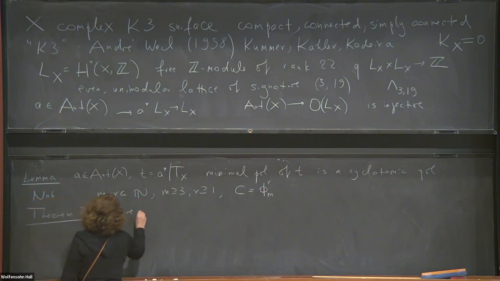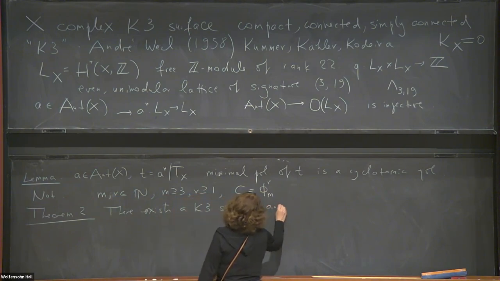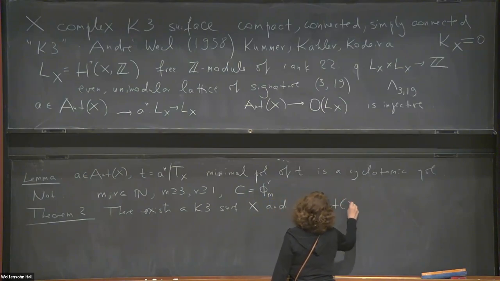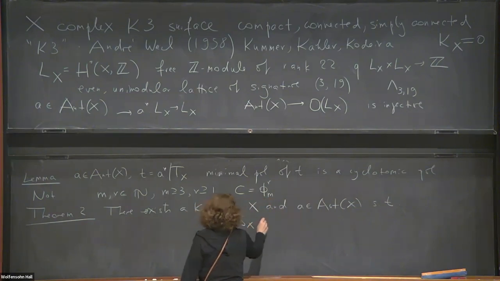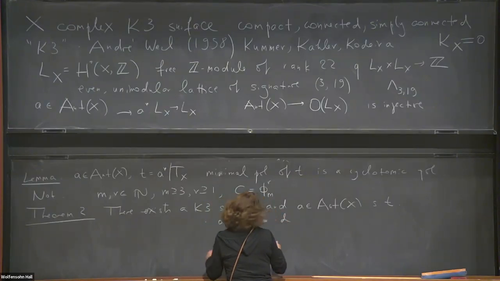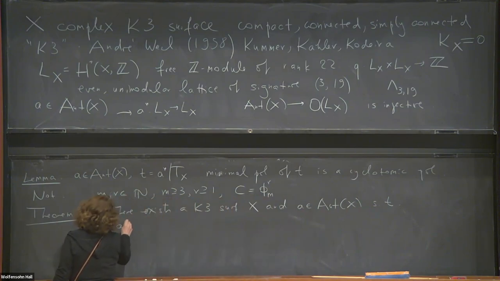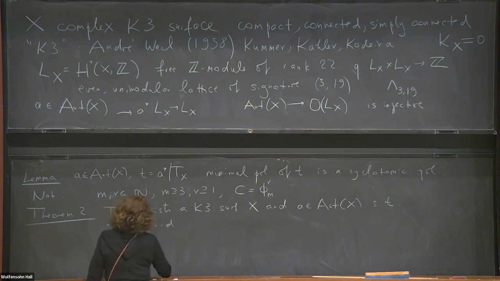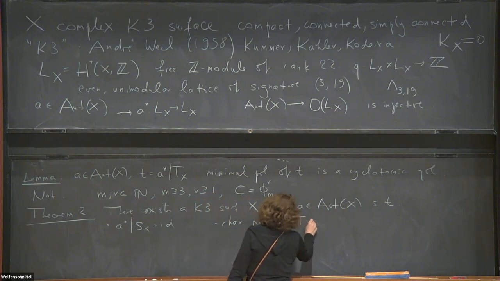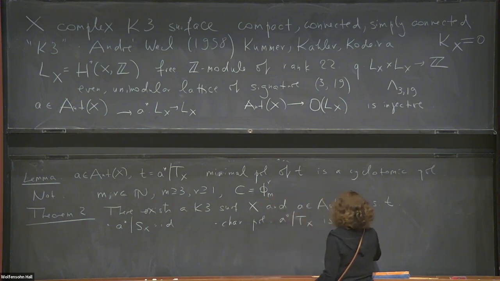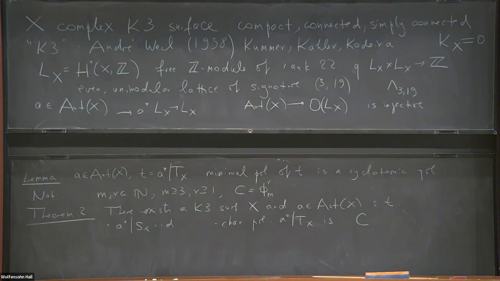So there exists a K3 surface X and A in X such that the restriction of A star to SX is the identity. So these are the two properties. First, A star restricted to SX is the identity. And secondly, the characteristic polynomial of A star restricted to TX is equal to C. So the minimal polynomial will be the cyclotomic polynomial, and the characteristic polynomial its power.